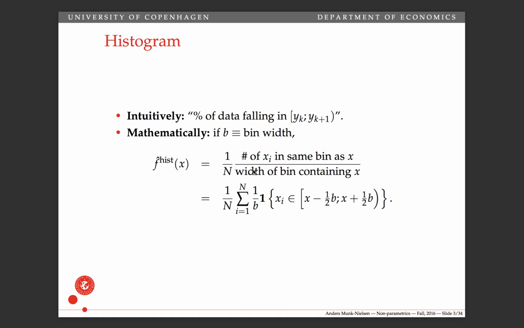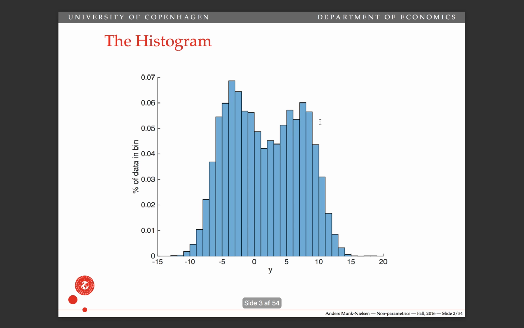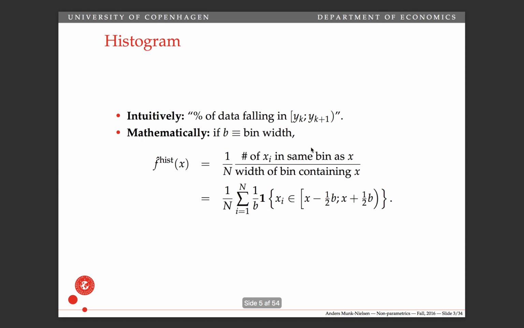And mathematically, if B is the width of the bins in the histogram, then the equation for the histogram at a particular point x is: we count the number of observations falling in the same bin as x, divide by the width of the bin containing x, and then take the average of that. And that's exactly what this histogram is in math.